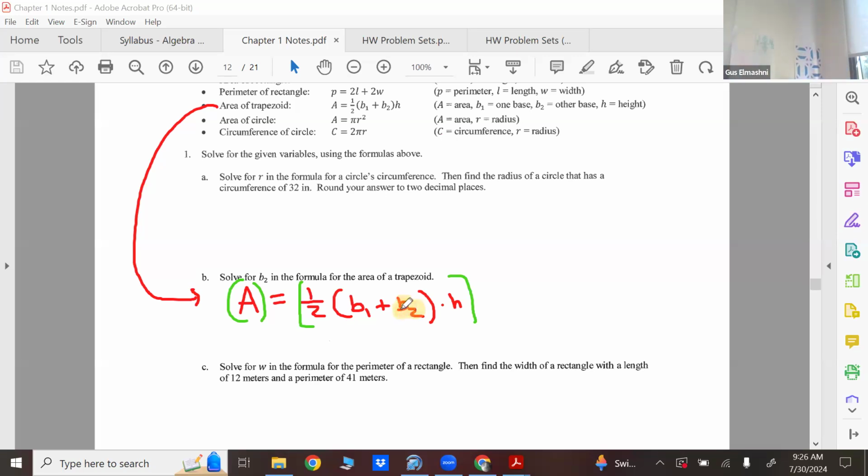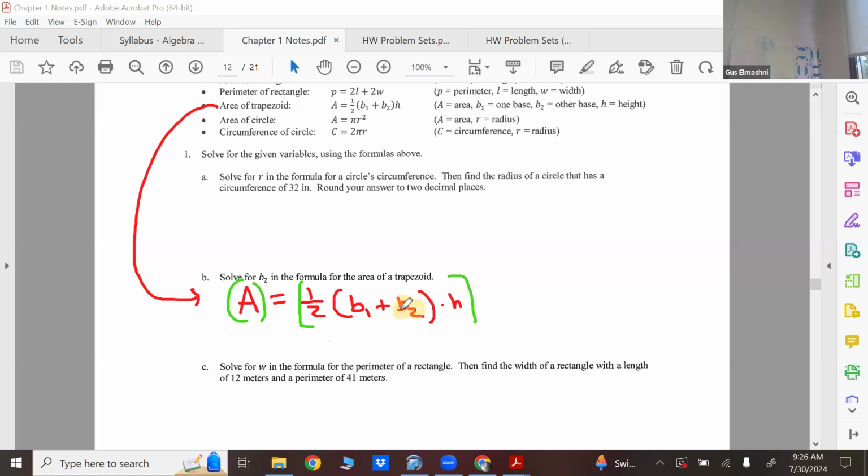Okay. Can't tell, that's yellow. Choose a different color. But you want to get that by itself, right? So I need to get rid of this 1/2. I need to get rid of this H. I need to get rid of this B1. So it's 3 things I need to get rid of, right? The half, the B1, the H.